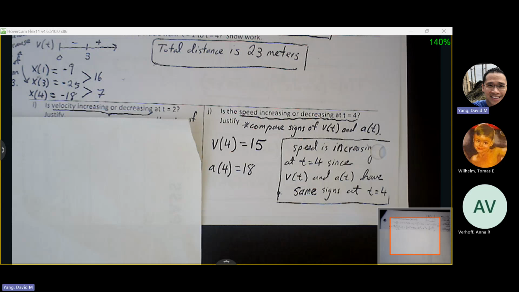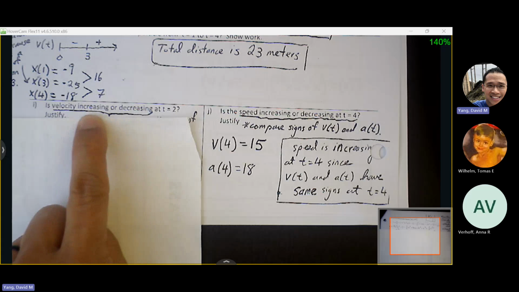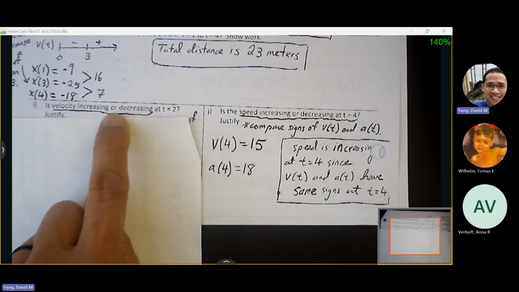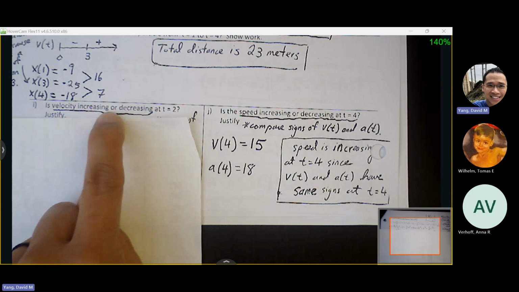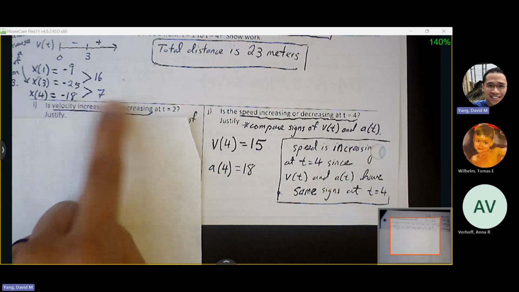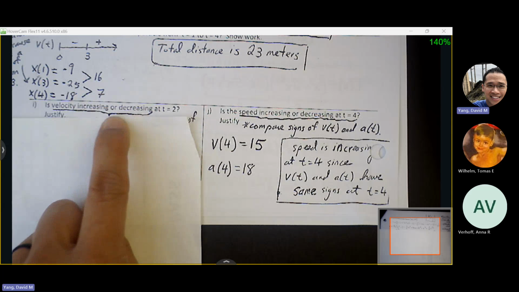Okay, previous one. Is velocity increasing or decreasing? What is this talking about? Acceleration. Another way to think about this is that you see the word increase, decrease. Think about this as the slope of velocity, right? Increase, decrease of velocity. So if I think about my slope of velocity, that's the derivative of velocity, that's acceleration. So this is describing not velocity, not position, but acceleration, and just acceleration.